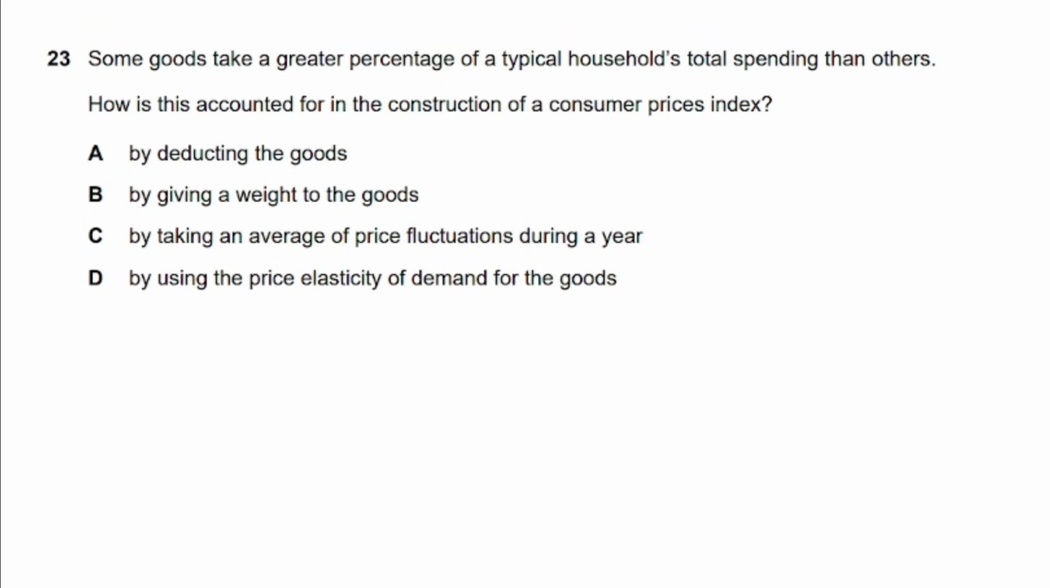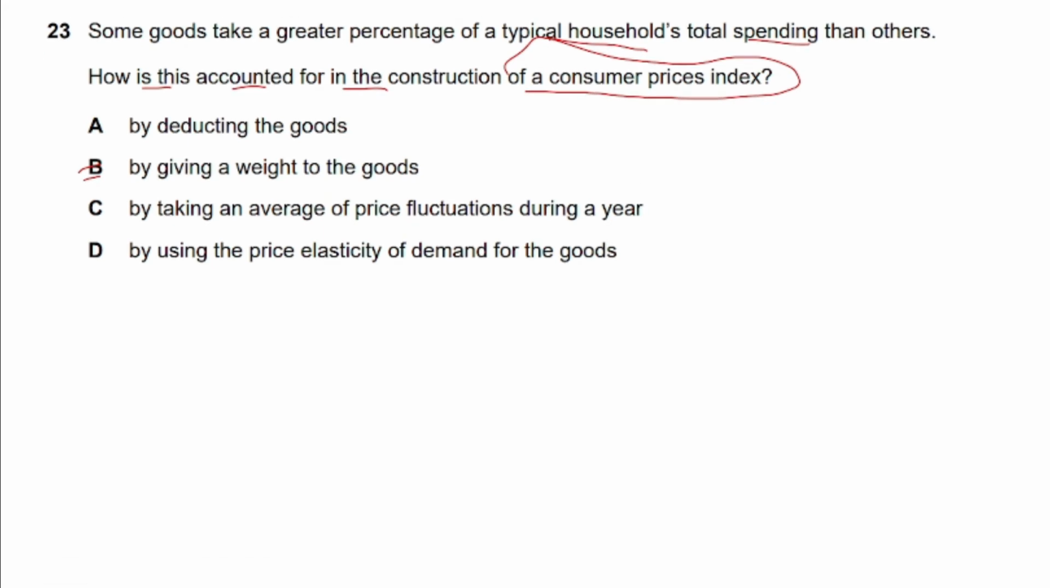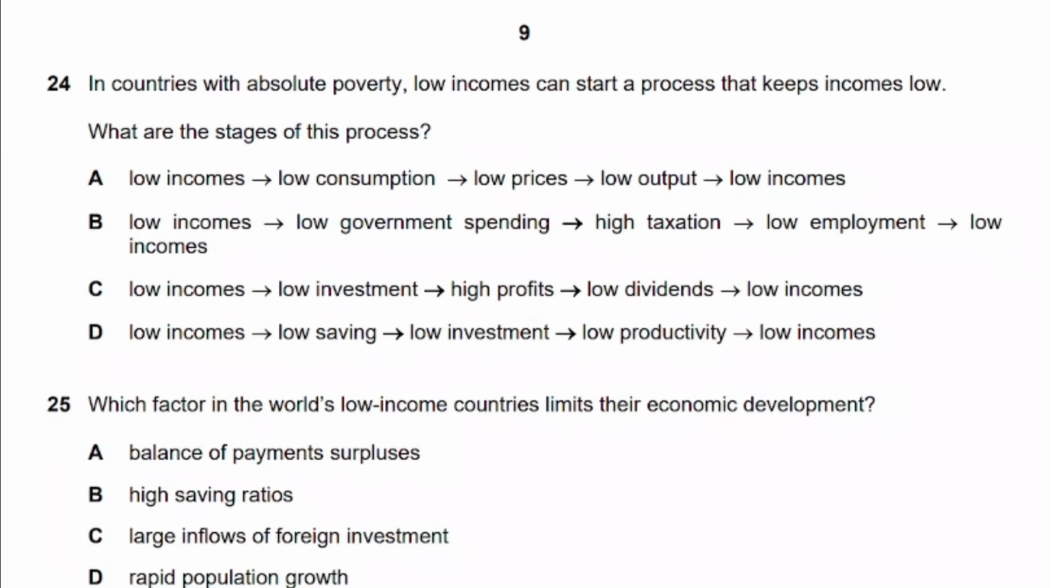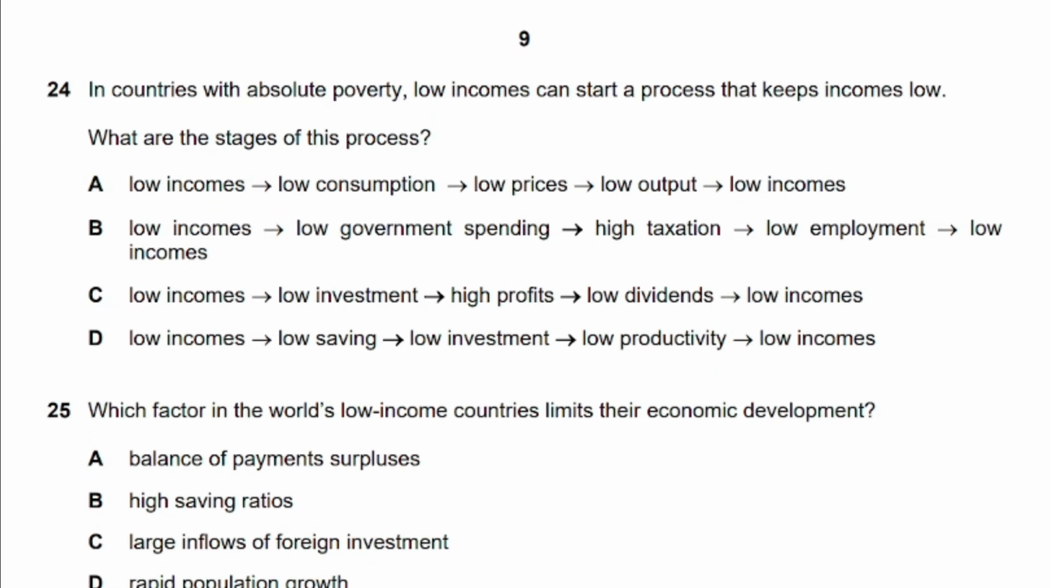Question number 23: Some goods take a greater percentage of a typical household's total spending than others. So how is this accounted for in the construction of the consumer price index? In the consumer price index, when we want to see how much spending is done by different people on different goods, we call it the weight. Weight shows how important something is for you, how much weightage you are giving to a certain product.